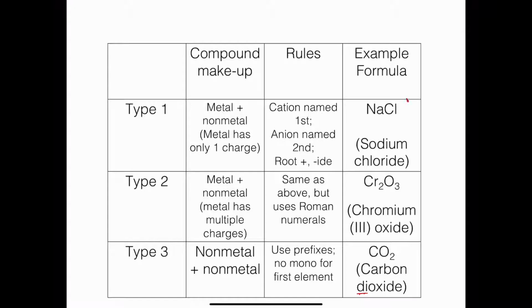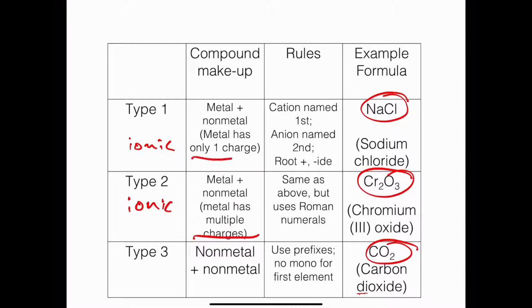I would use these as examples, and since you have these already as examples in your notes and you can use your notes on the test, these are pretty clear examples that tell you how to name each type of compound. Remember, type 1 is ionic, type 2 is ionic. The only difference between these two is multiple charges versus only one charge.